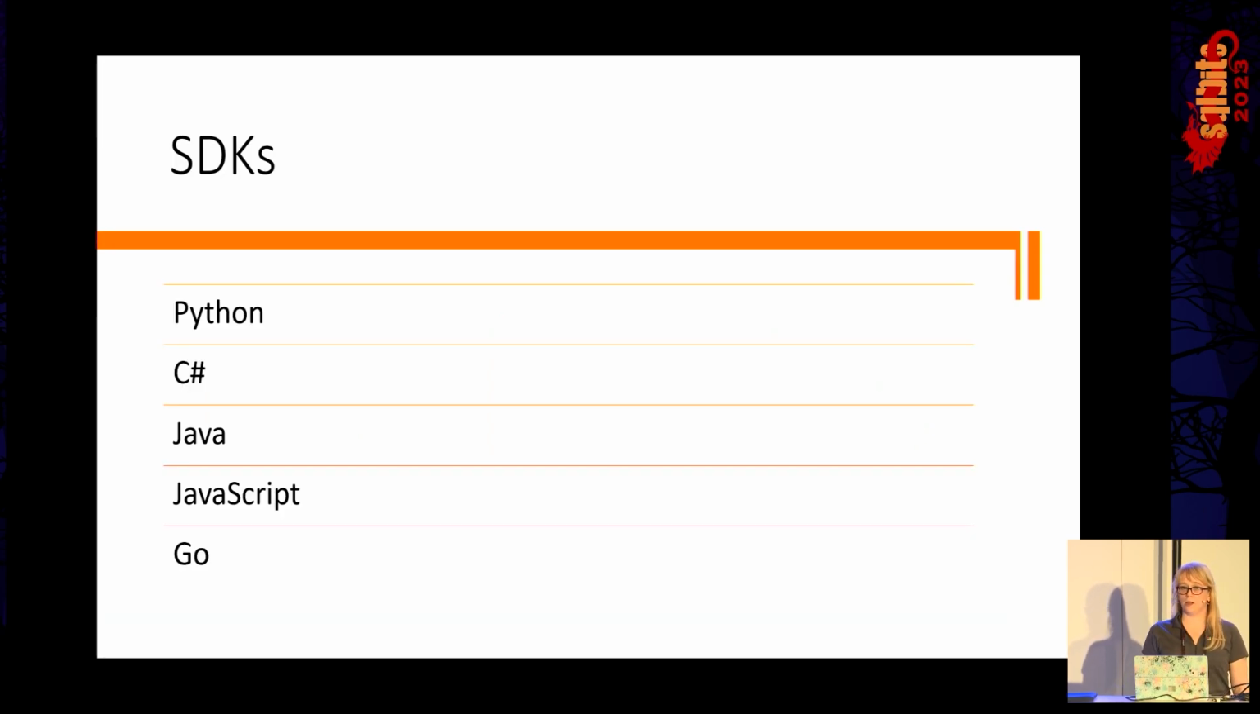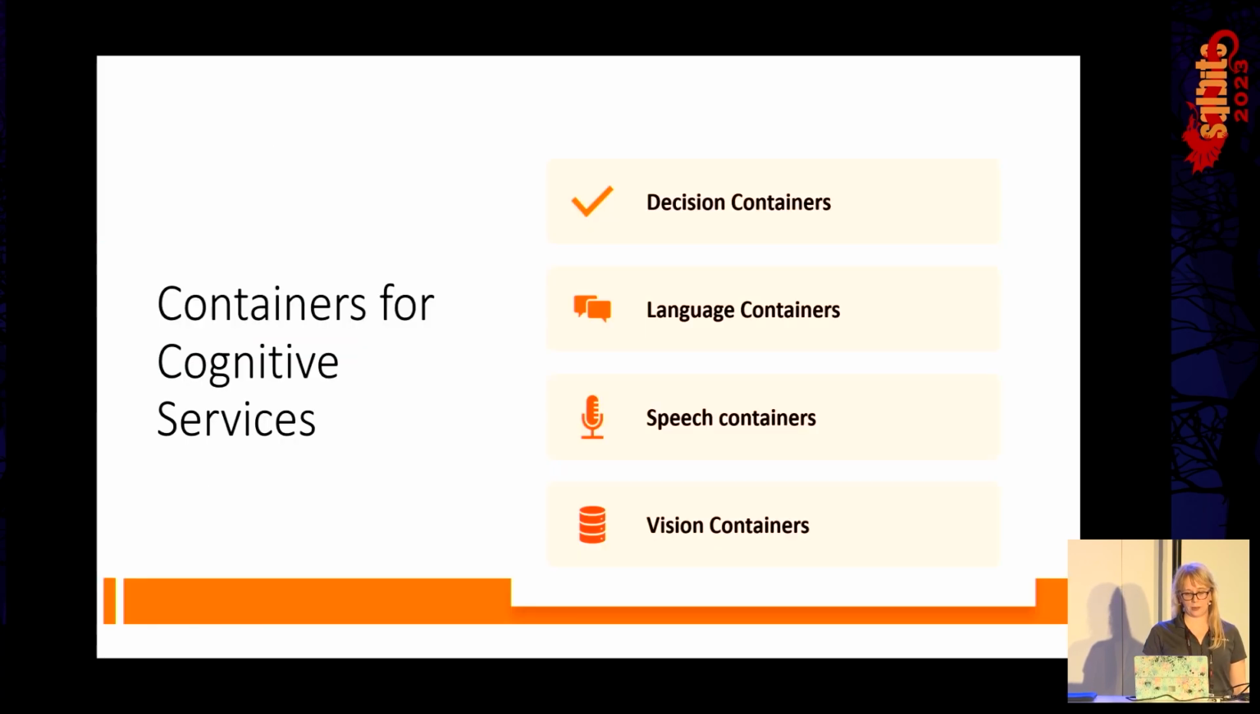As well, there are a lot of SDKs, so you don't need to create everything by yourself. There are SDKs for Python, C#, Java, JavaScript, or Go. So you can just go and use them to easily create these applications. And if you don't want to have all your data in the cloud, you can use containers. All of these are available as containers, and you can keep your data safer if it is sensitive.